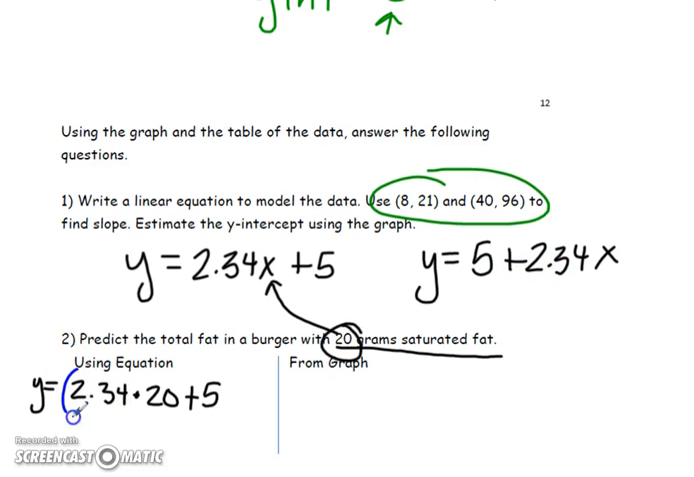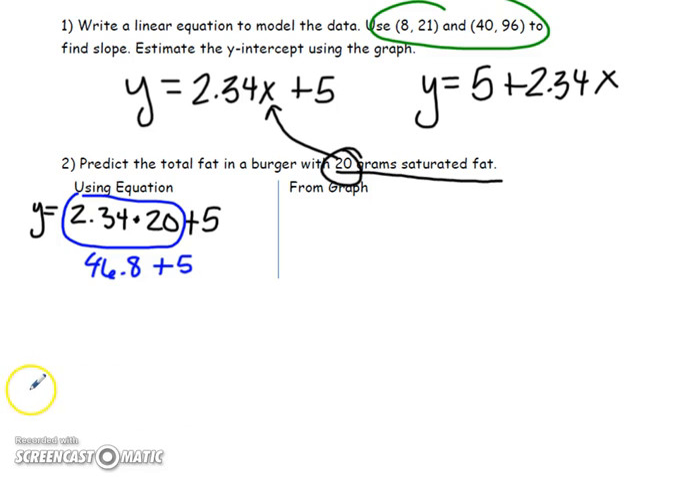And in this case, I do want to multiply before I add. So I'm going to do 2.34 times 20. That comes out to 46.8. And then I'm going to add on 5 more. And that comes out to 51.8. So when I have 20 saturated fat grams, I can expect a total of approximately 51.8 total fat grams.